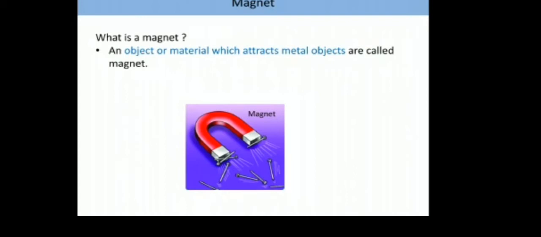So the property of attraction: how is this magnet able to attract something, and why are we not able to attract something?